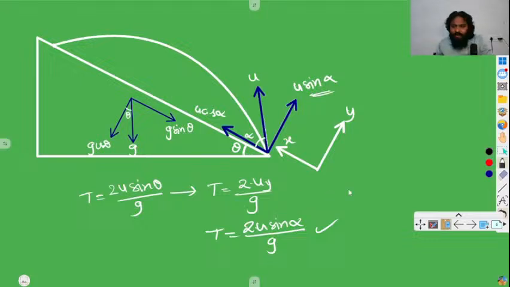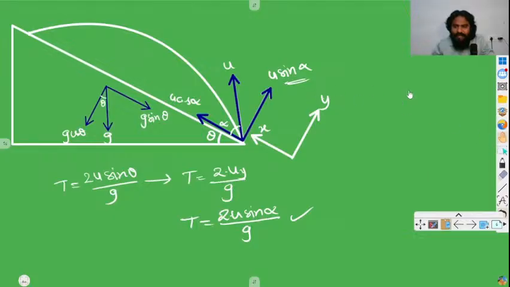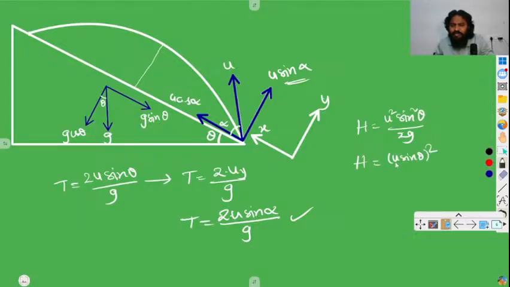And one more thing, if you want to find out the maximum height. This is the maximum height, right? If you want to find out this h max, then you can use the same equation used previously. What is that? H is equal to u square sine square theta by 2g. How can you write this? H is equal to u sine theta whole square by 2g. Generalizing the formula, h is equal to uy square by 2g. This is the generalization formula for the h max.